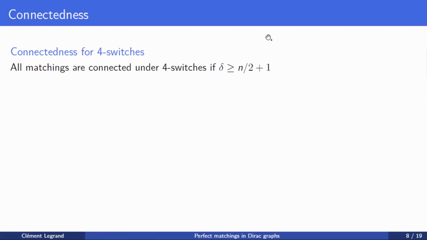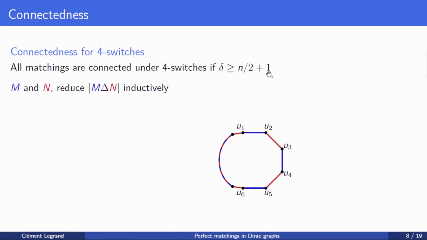And here the minimum degree is at least n/2 plus 1. So those are my 2 matchings, M and N. They're in blue and red. And so here my measure of the progress I'm making is the size of the symmetric difference between M and N, the number of edges that are not the same. And so what I'm trying to do is to reduce this thing at every step.